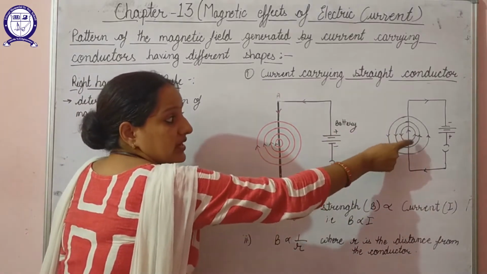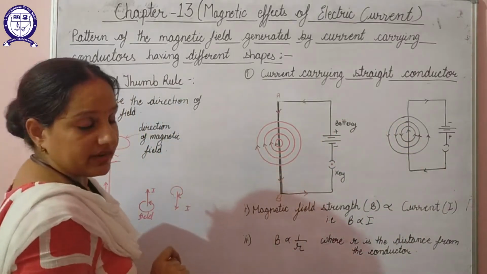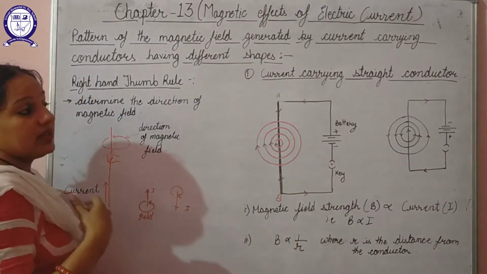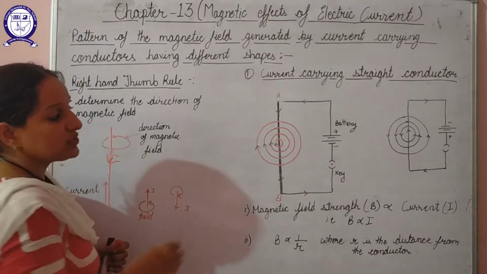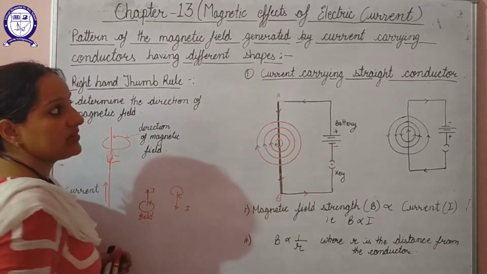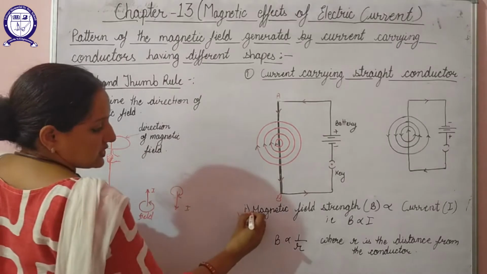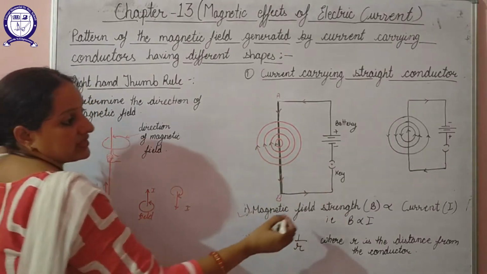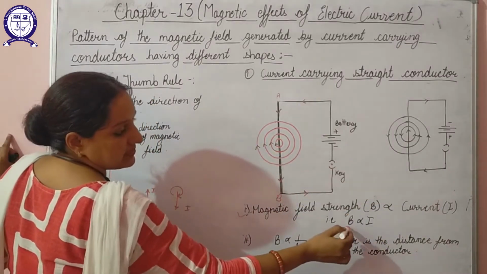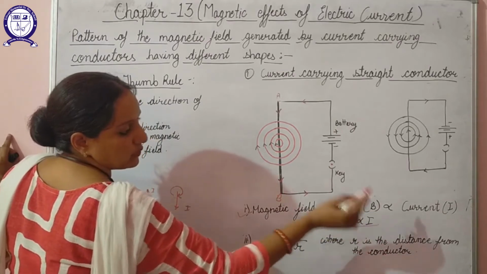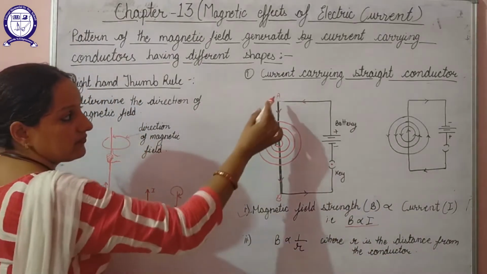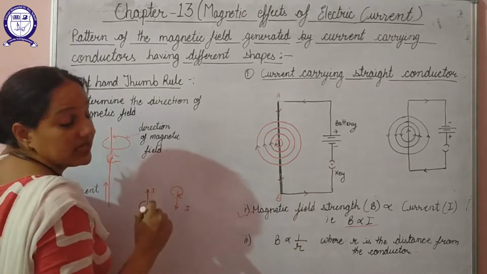So here the field will have anti-clockwise direction. This was about the field pattern. Now what are the factors on which the magnetic field strength of this straight current carrying conductor would depend? There are two factors. First, the magnetic field strength will depend on current. That is, the magnetic field strength will be directly proportional to the electric current flowing through this conductor.